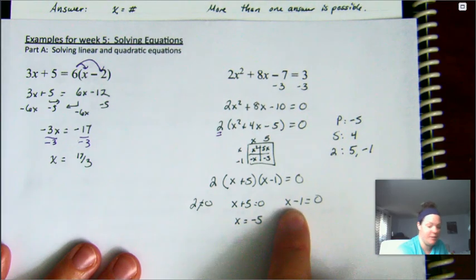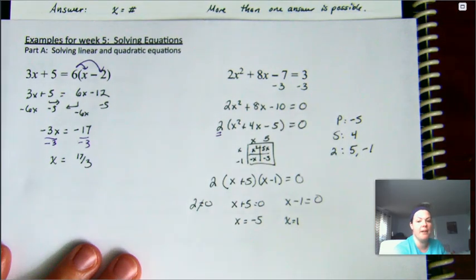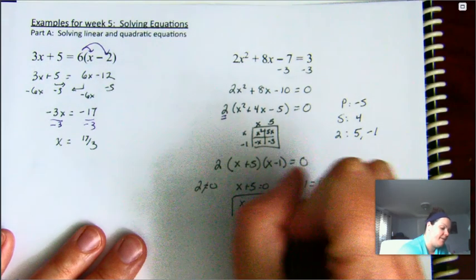X minus 1 equals 0 is also something we can solve. We're going to add the 1 over. X will be equal to positive 1. So this equation has two different answers. Our answers would be negative 5 and positive 1.